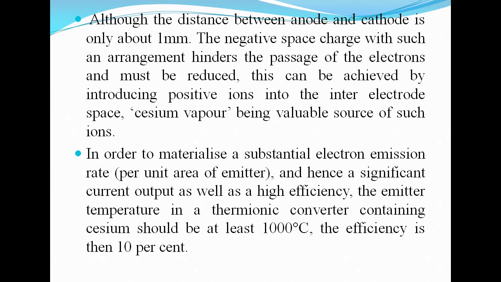In order to materialize a substantial electron emission rate per unit area of emitter, and hence a significant current output as well as high efficiency, the emitter temperature in a thermionic converter containing cesium should be at least 1000 degrees centigrade. Then the efficiency is 10%. So this applies to the cesium thermionic generator.